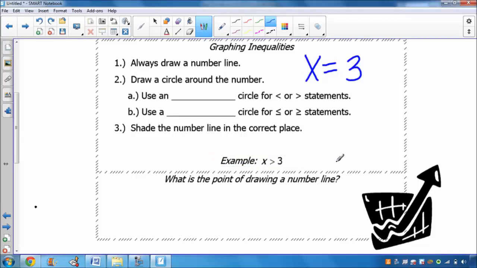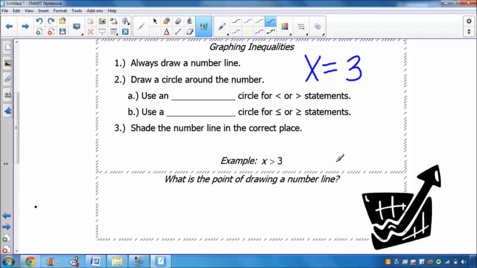It could be 4, it could be 5, it could be 20, it could be pi. It doesn't matter as long as it's bigger than 3. So it's impossible for me to list out all the possible answers. So what I would do instead is shade in all the possible numbers. So how do I graph an inequality? Step number 1, always draw a number line.